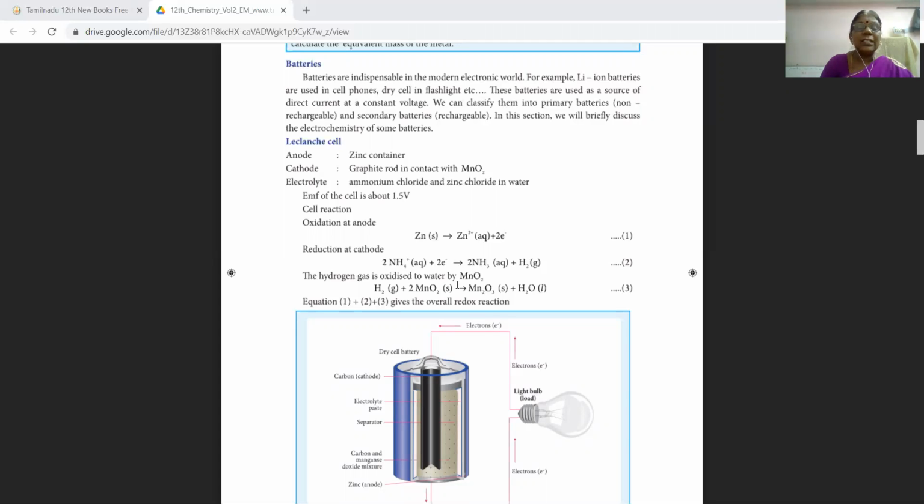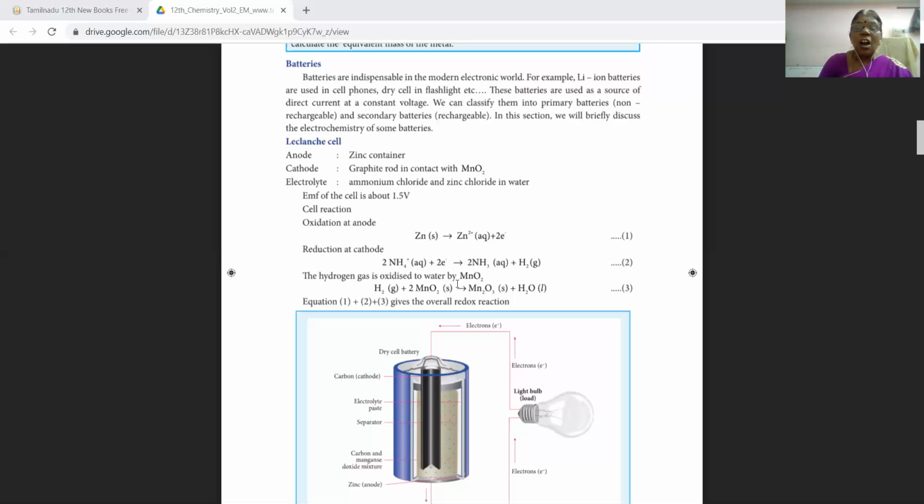First is the Leclanche cell. Here the anode is the zinc container. The container itself acts as the anode. Then the cathode is a graphite rod which is in contact with MnO2, that is nothing but manganese dioxide. The electrolyte, that is the solution that we are taking, is ammonium chloride and zinc chloride in water. The EMF of the cell is about 1.5 volts.